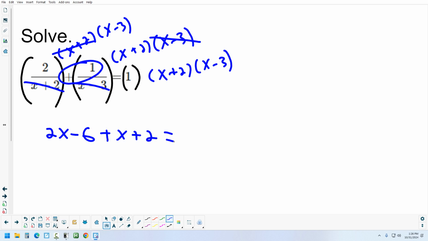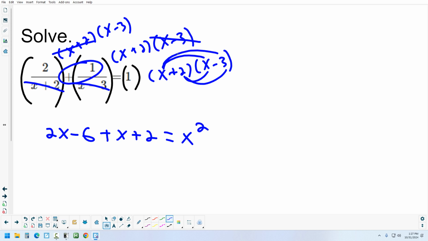Now the right side is 1 times all of this. So just the same, x plus 2, x minus 3. So now we have to FOIL this out. We're multiplying it by 1, so it's not going to change anything, but this needs to be done out. What's x times x? x squared.